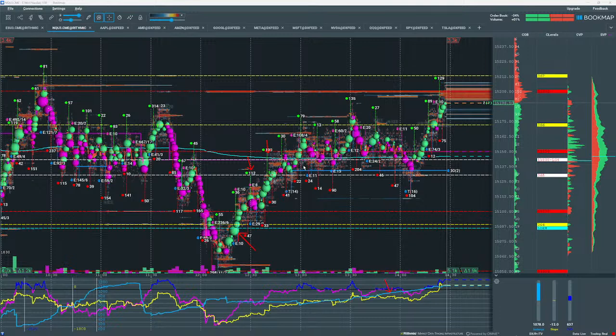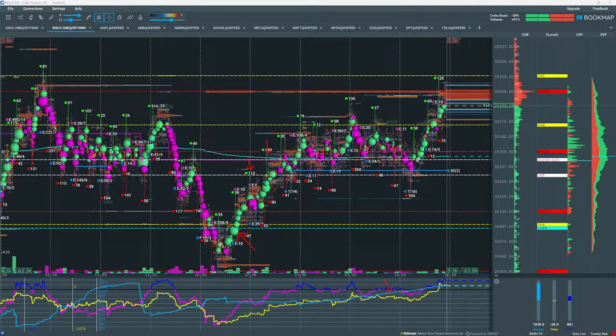Price chopped around the 15,000 NDX level, above and below, and also the QQQ 365 level, before now moving higher about the same time as the S&P 500 started to move higher. Let's see where it could be headed.